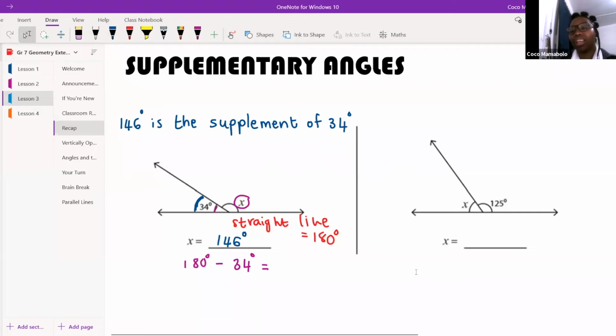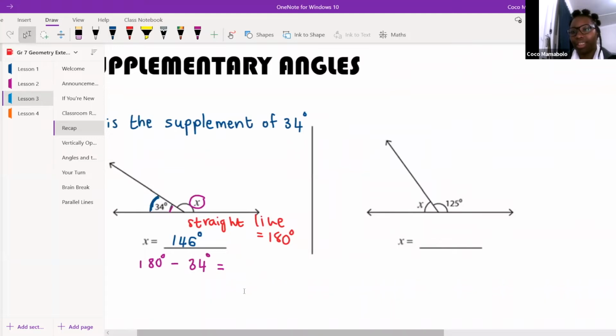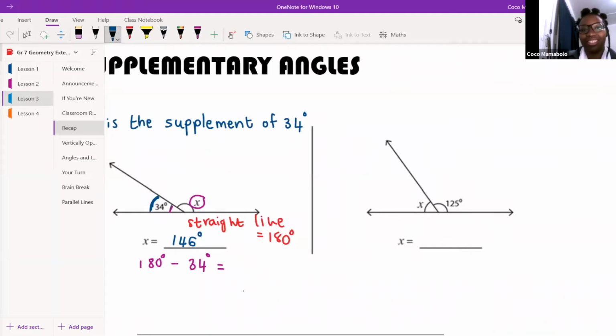Thank you so much. Juria, do you want to do the last one with me? Hi, Juria. Hi, ma'am. How are you doing? Good, and you? I'm good, thank you. Can you tell me what my x is going to be equal to here? Your x is going to be 55 degrees. Excellent, 55 degrees. Give me a sentence, my darling.